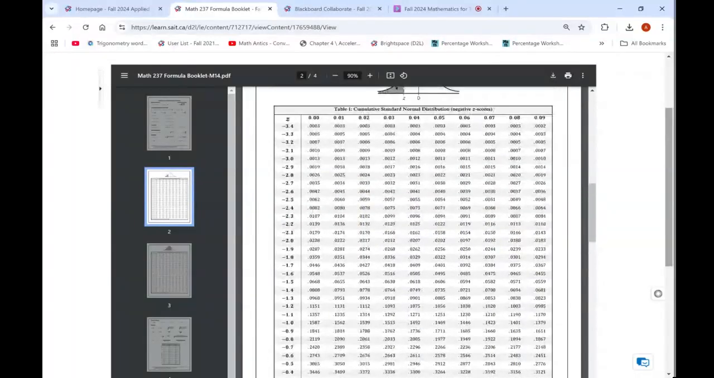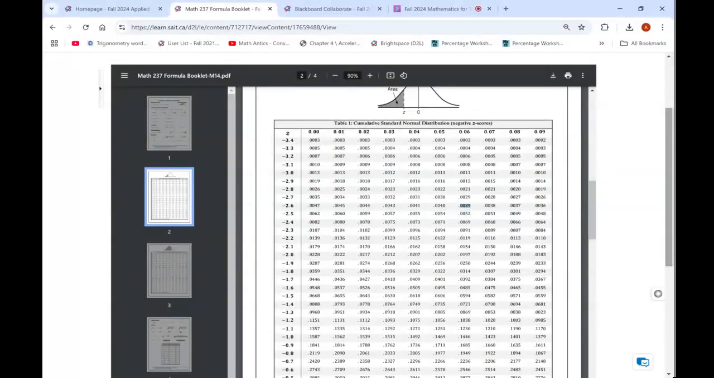Negative 2.66 is somewhere here, that is 0.039. So if I multiply, this is the probability value, so it goes from 0 to 1. But if I multiply this by 100, it's going to tell me 0.39% of the data. So 0.39% of the data is below this value.